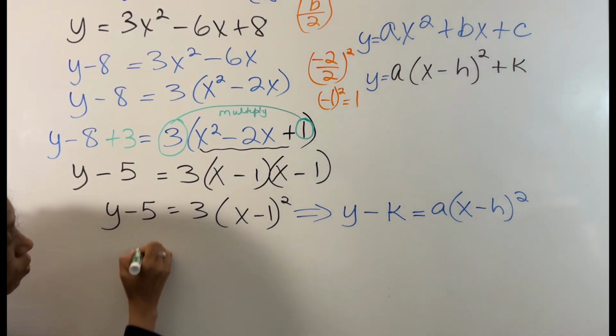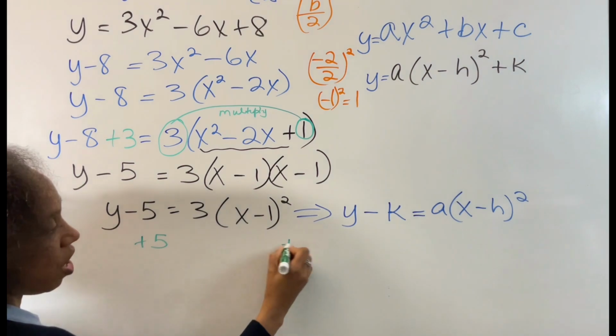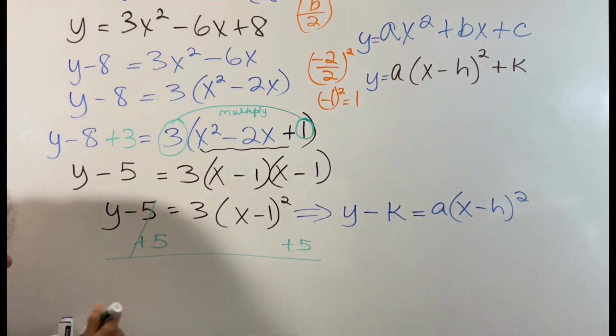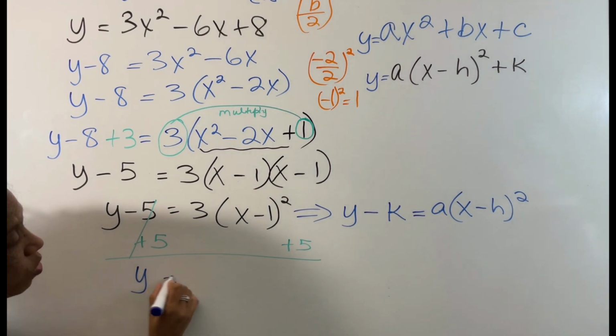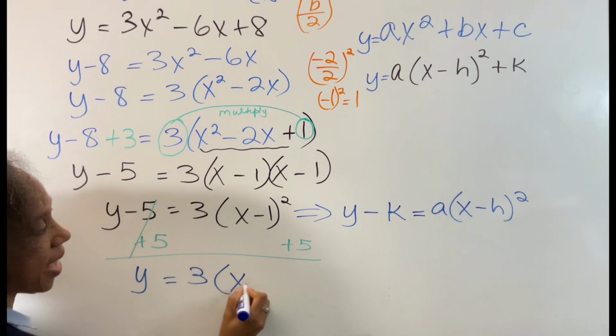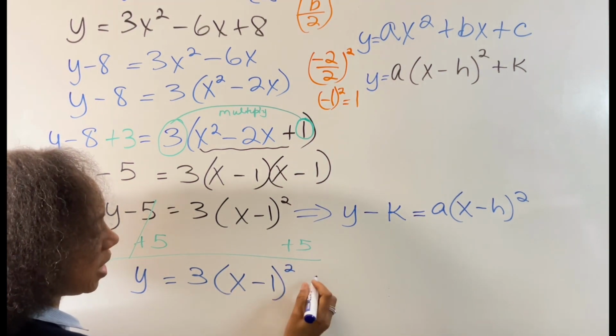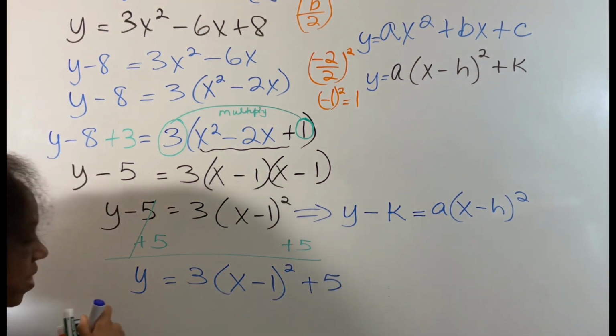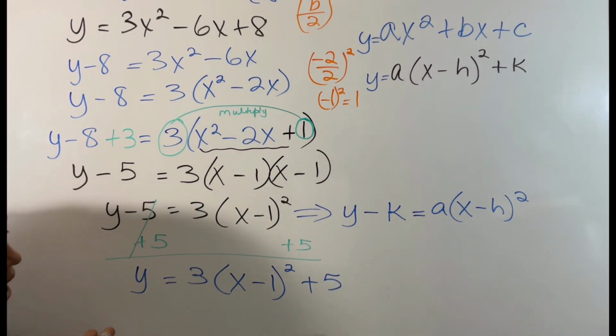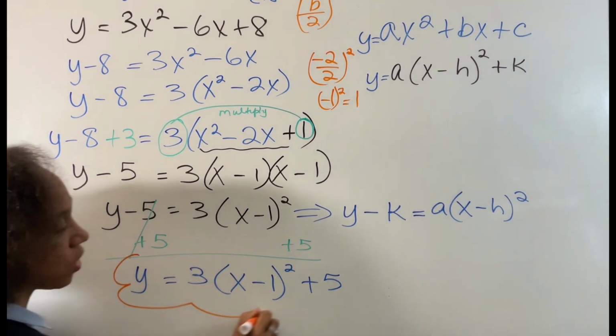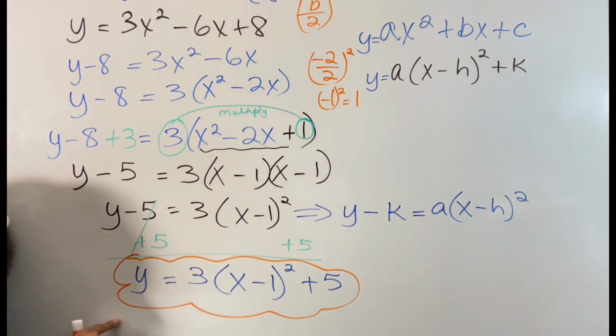So now I'm going to bring my 5 over to the other side. This would cancel out, and my answer here would be y is equal to 3 open parentheses x minus 1 close parentheses squared plus 5. And from this you can go ahead and identify your vertex and also identify your axis of symmetry. Now this is in the vertex form, and so that would suffice for what you're asked to do, changing it from standard form into the vertex form of the equation.